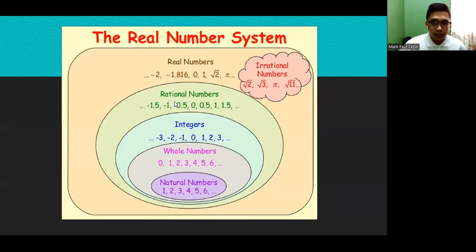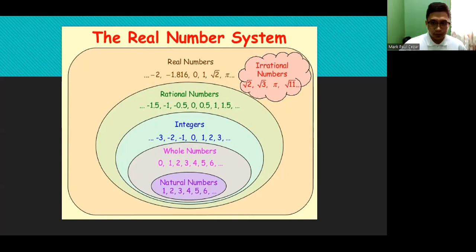So did you get the rational number? What is a rational number? It can be negative or positive. It could be zero, as long as it's not infinite. That's why we cannot have a denominator that is equal to zero. Rational numbers could also be a terminating decimal number like this, 1.5, 1.57, like that. Gets? Yes, sir.